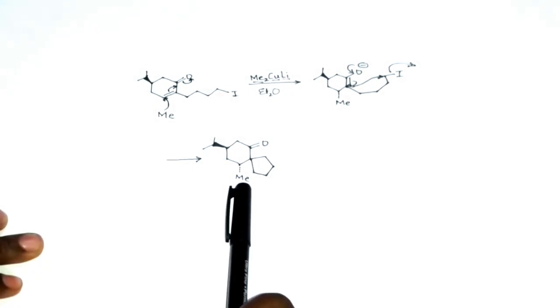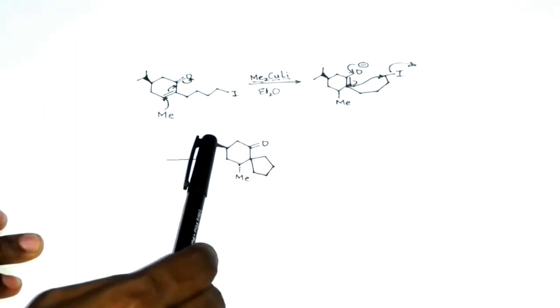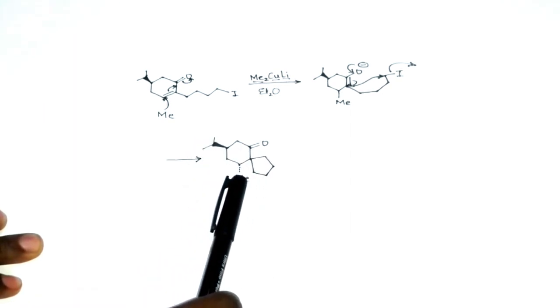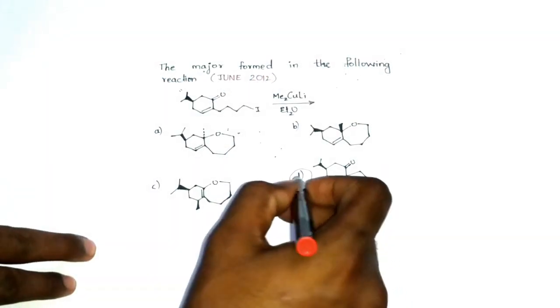Things that you have to remember: there is a 6-membered ring and a 5-membered ring. These two groups should be anti to each other. So option D is the correct choice.